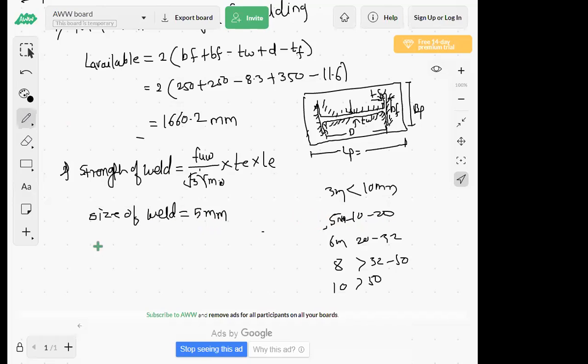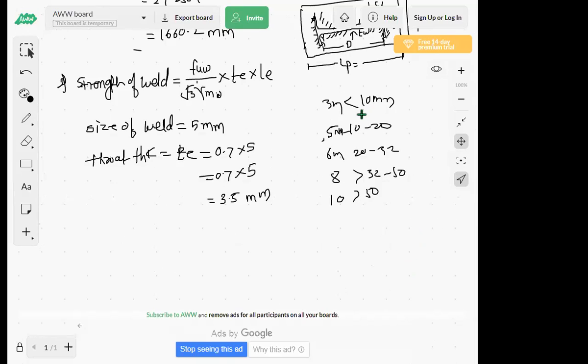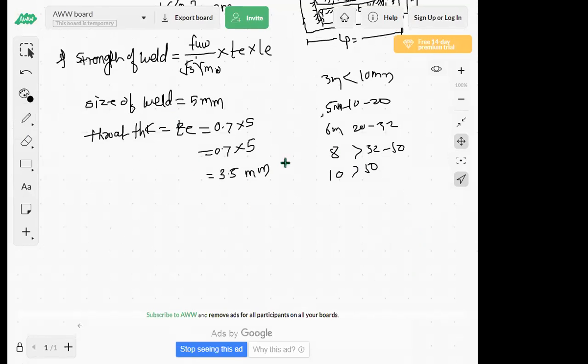So now, throat thickness. Throat thickness we have to calculate. Throat thickness T is equal to 0.7 into S. So 0.7 into 5 is equal to how much, this throat thickness? 3.5 mm. Okay. So we will put this value in the effective length formula.